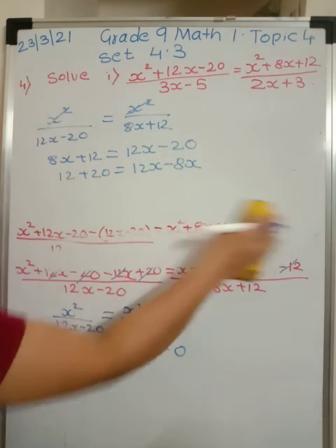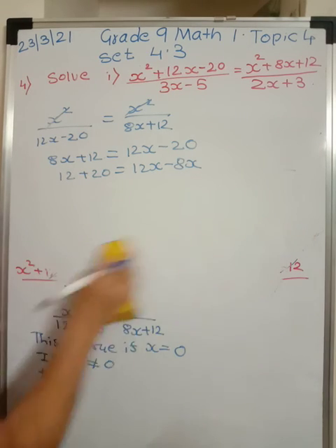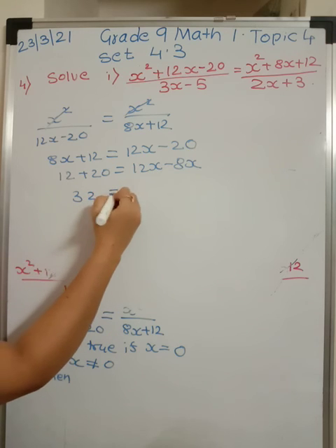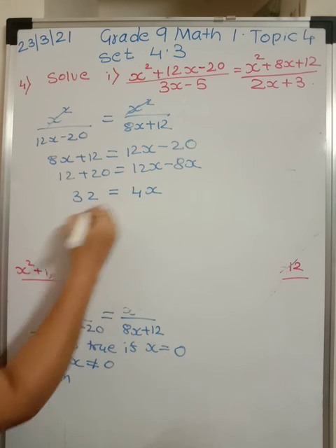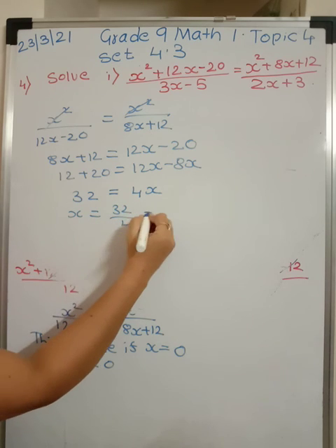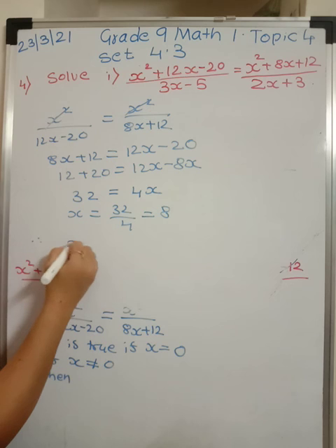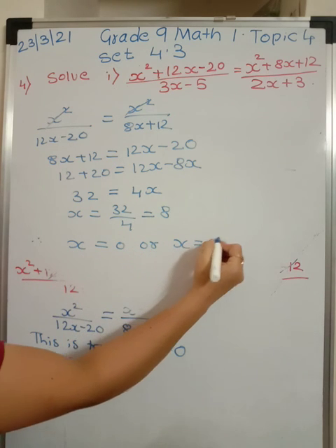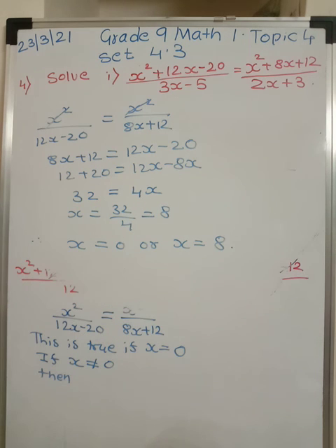So one value we have already got, x is equal to 0. We will find another value now. So we have here 20 + 12 is 32, equal to 4x. Therefore, x is equal to 32 upon 4, which is equal to 8. Therefore, either x is equal to 0 or x would be 8. These are the values of x. So these are the solutions of the equation. Is this clear?